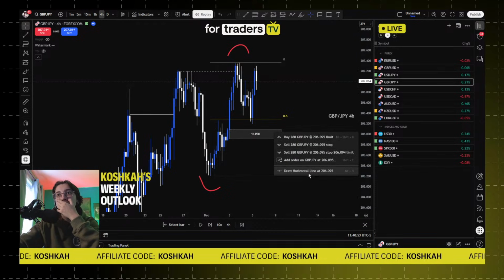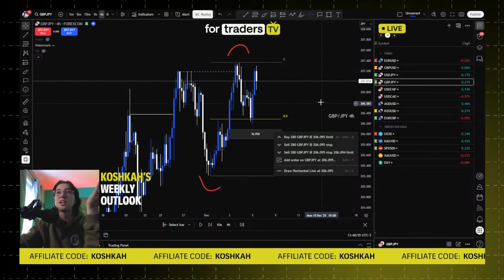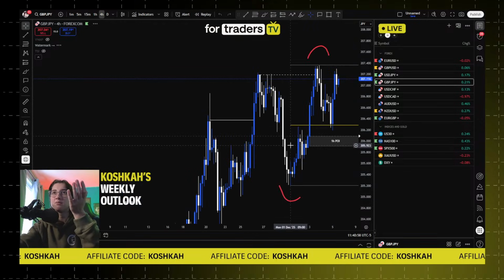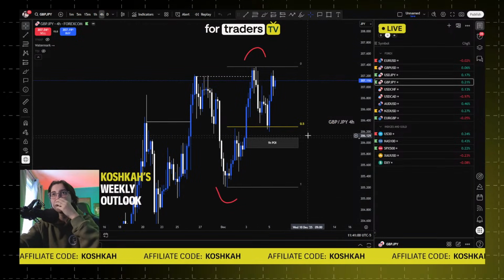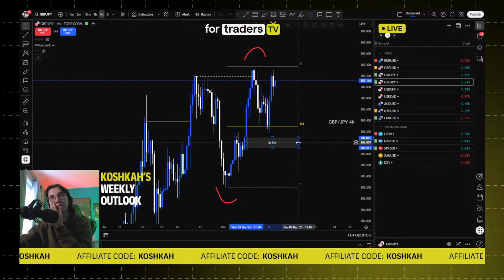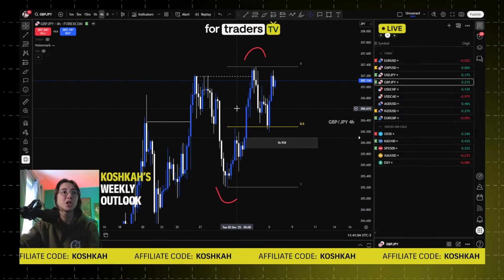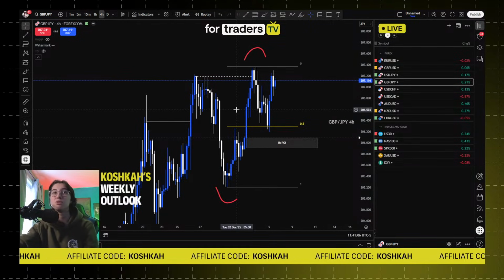So yeah, I'm gonna add an alert right here. I cannot add any alert because I'm in replay. I don't know why I'm in replay though. But yeah, you're gonna add an alert exactly right here. So that's kind of pretty much it for GPY. That's it.